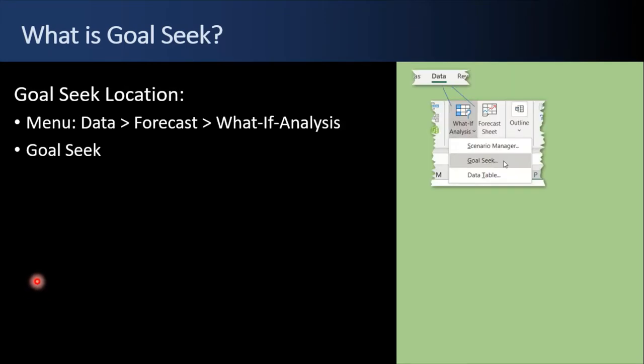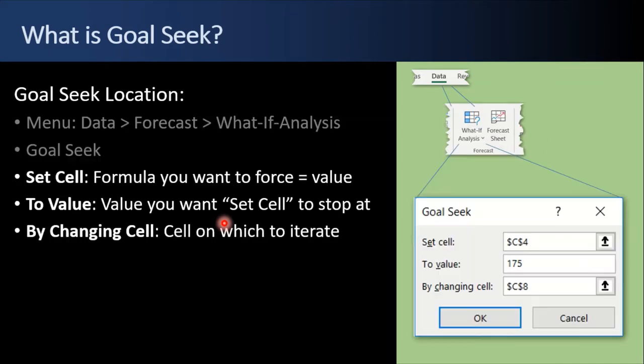So where's Goal Seek located in Excel? Well, you go to the menu item Data, and in the toolbar, you go to the Forecast section and then the What-If Analysis button. And when you click that, there's a Goal Seek option from the dropdown. So you click that, and then up pops a dialog box for Goal Seek.